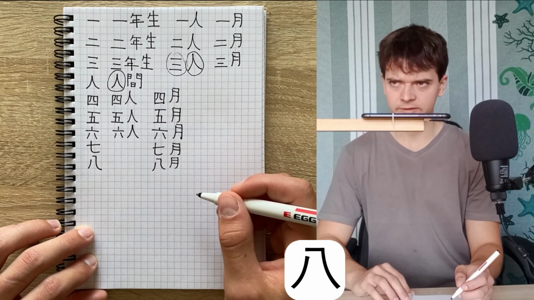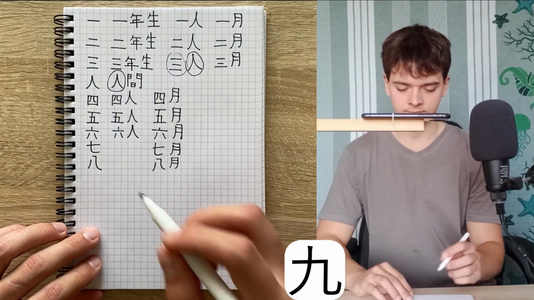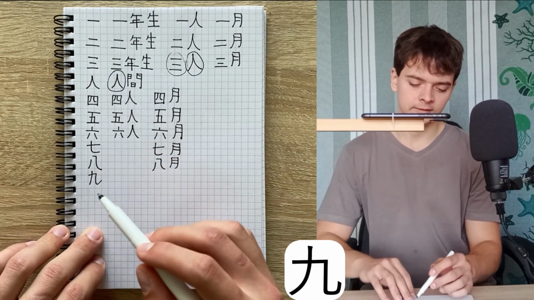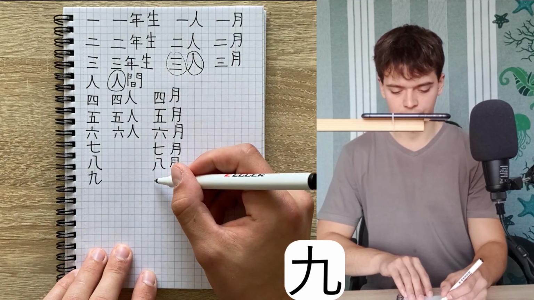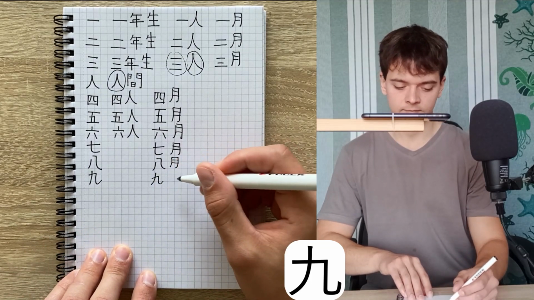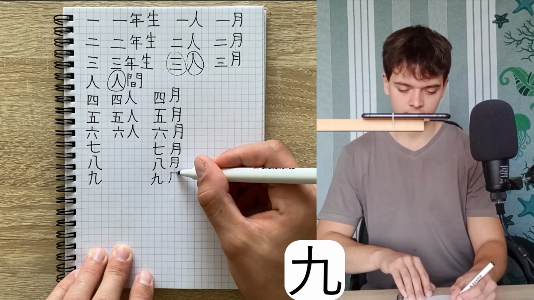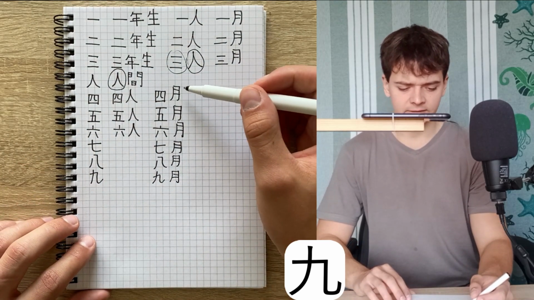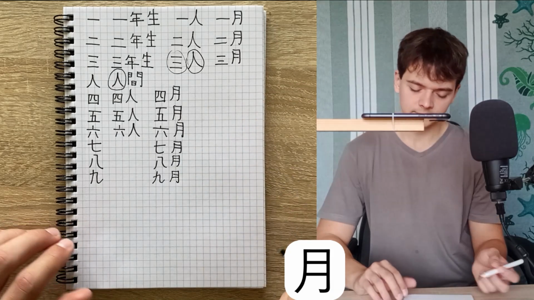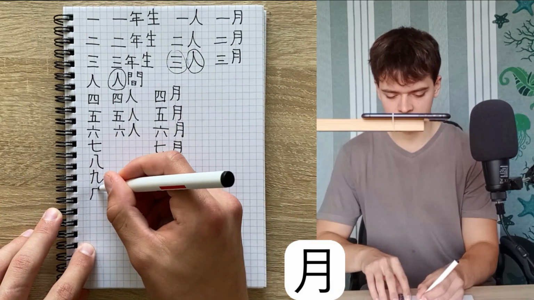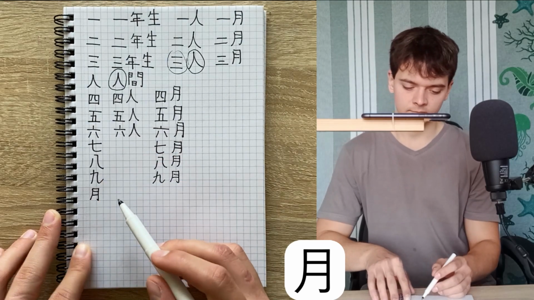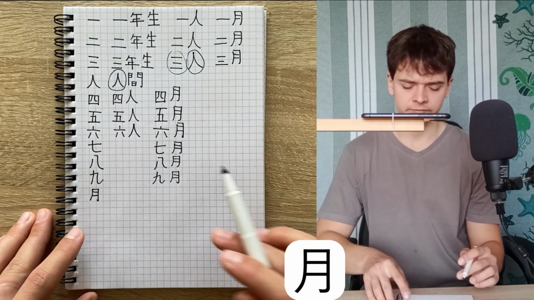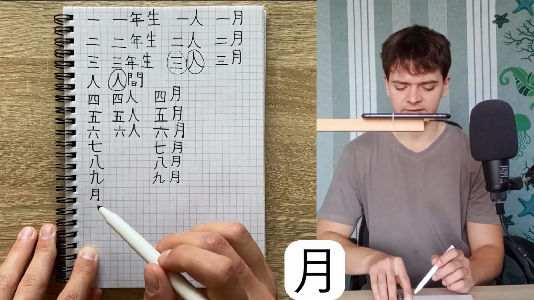And to say September, we say Kugatsu. To do that, we use the kanji kyu. Kyu is 9. So Kugatsu. And you see that we keep using this gatsu. So let's translate it. When it stands alone, it's not gatsu. Its other reading is getsu, but when it stands alone, it makes the sound tsuki.